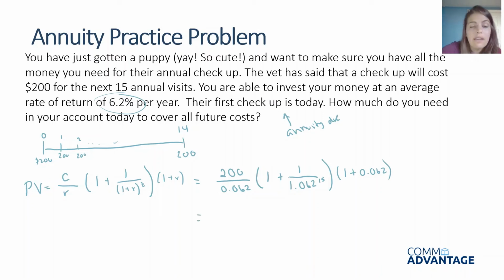And so the value here is $2,036.19. So if you wanted to make sure that you could pay for all future vet visits with the money you have today, you would need this $2,036.19, which you could then invest in the future.